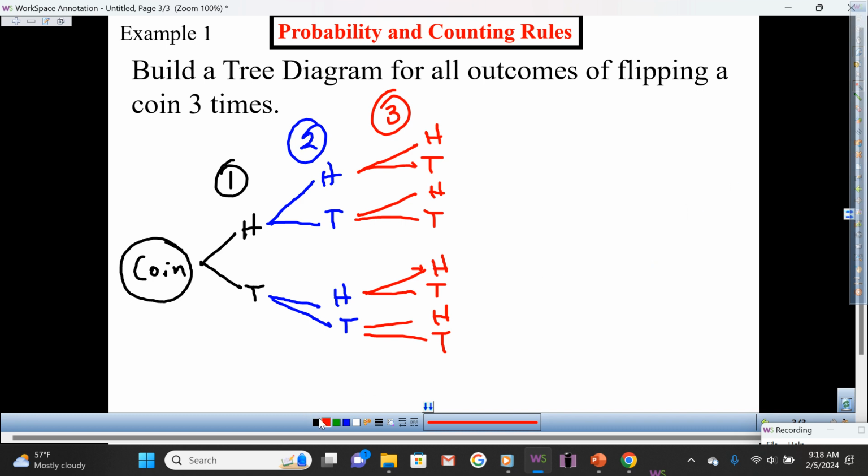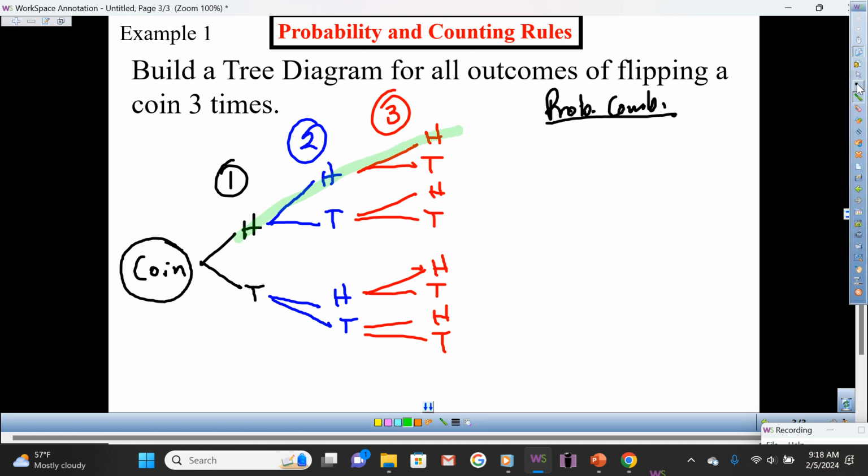You're like, I don't see it, Mr. Q. Well, let's list it. Probability combinations. So, you played this game before, right? Tossing the coin? So if you toss it 3 times, what's the first combination? Heads, heads, and heads.